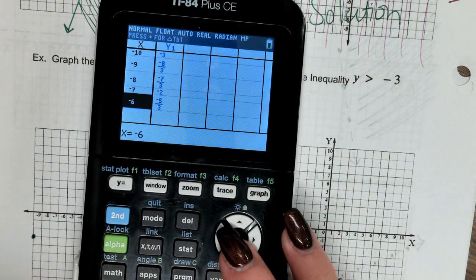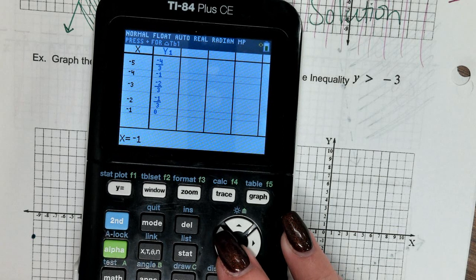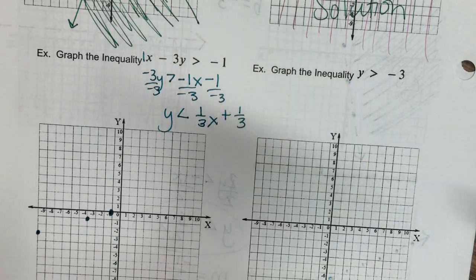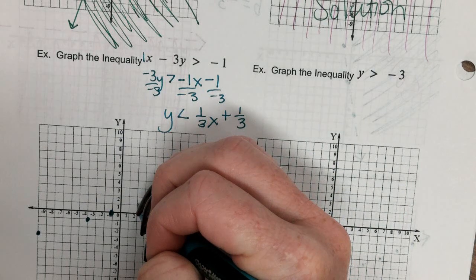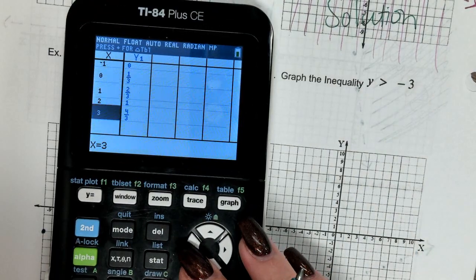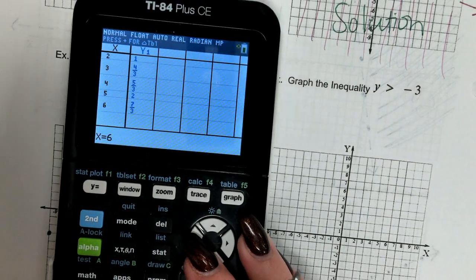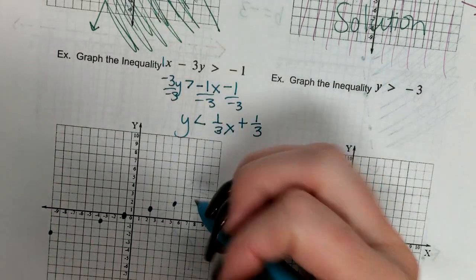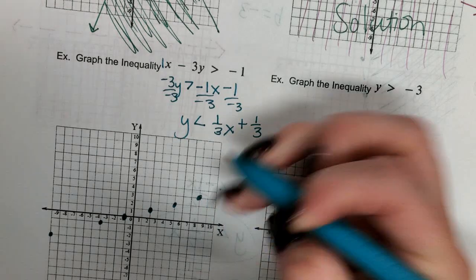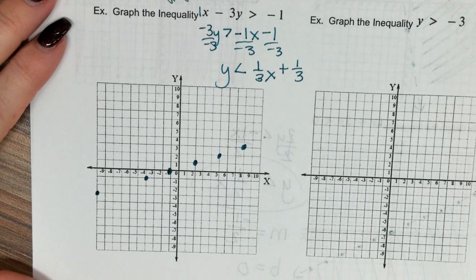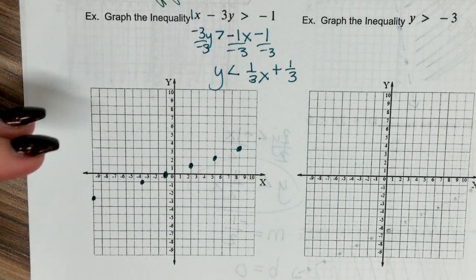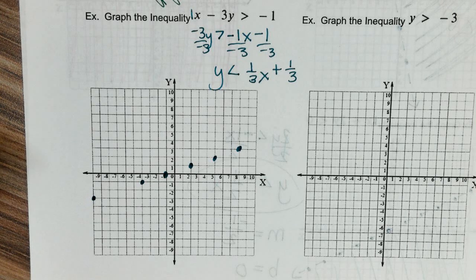Okay, now let me go get some positives. 2, 1. 5, 2. And 8, 3. See how that made that easier to graph by using my y equals button? Okay.